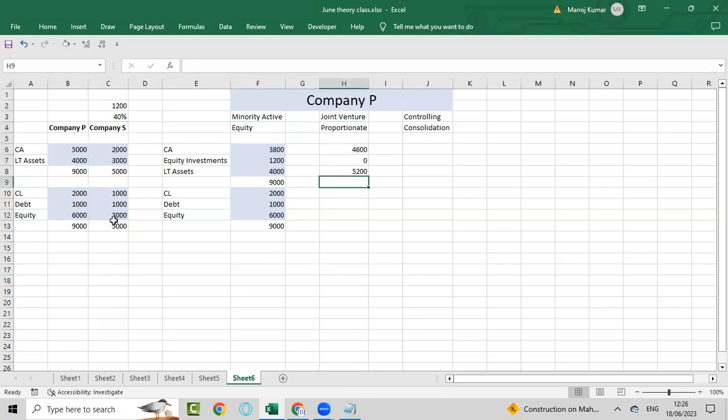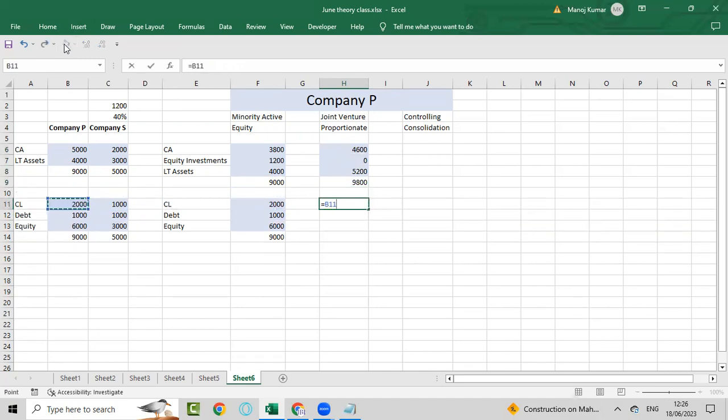So, total. Now, equal to my own current liability in full plus 40% of this. But when it comes to equity, I will take the whole equity plus this, but nothing, 0%.